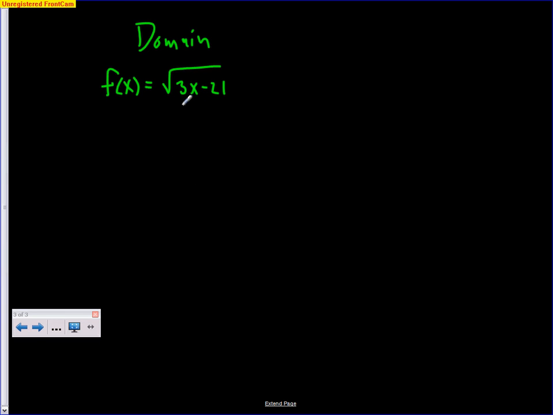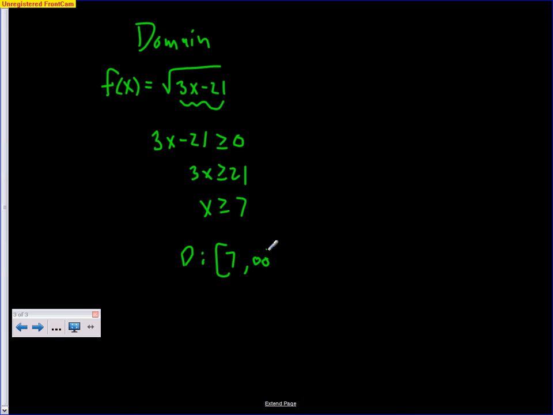The first thing I have to think of is with square roots, the number inside the square root, the 3x minus 21, has to be greater than or equal to 0. So I'm going to add the 21 over, and I'm going to divide by 3, and I get that x is greater than or equal to 7. So the domain would be any value starting at 7, bracket because I'm allowed to equal 7. 7 would make a 0, and zeros are not a problem with square roots, all the way on towards infinity, towards forever. So that's the first problem.